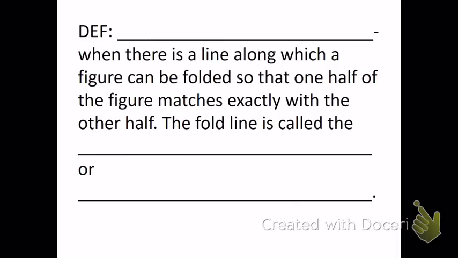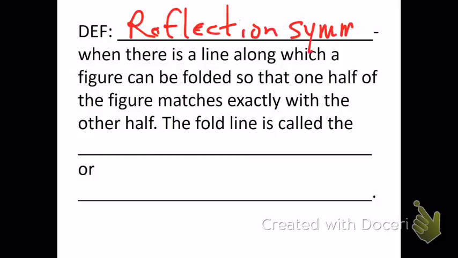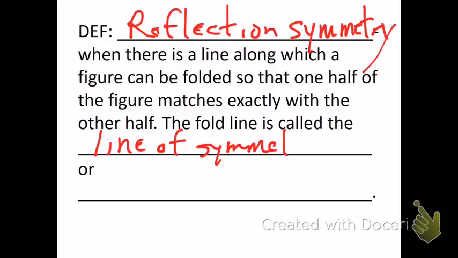All right. Next term, reflectional symmetry. Or reflection symmetry, I should say. Reflection symmetry is when there is a line along which a figure can be folded so that one half of the figure matches exactly with the other half. So if you fold it over, it's going to overlap exactly. The fold is called the line of symmetry. Or you could call that the axis of symmetry.